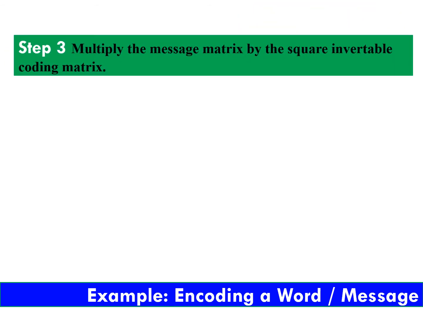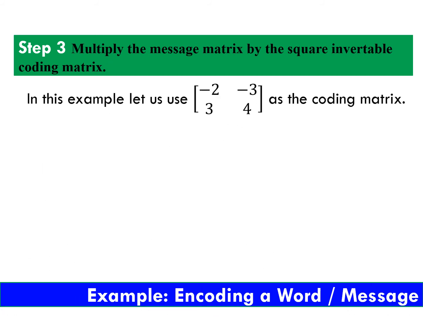Step 3. Multiply the coding matrix by the message matrix. In this example, let us use the matrix with elements -2, 3, -3, and 4 as the coding matrix. Remember that when you encode a message, you can use any coding matrix of your choice for as long as it is an invertible matrix, unless otherwise it is already stipulated as shown in the example.